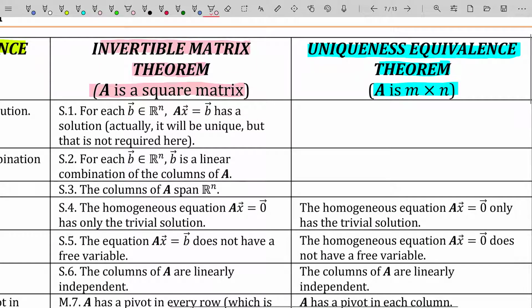I'll highlight as I read: the homogeneous equation Ax equals 0 only has a trivial solution. Well, there it is right there. The equation Ax equals b does not have a free variable. Well, in the uniqueness equivalence theorem, it's stated that the homogeneous equation doesn't have a free variable. But if the homogeneous equation doesn't have a free variable, then nor does the non-homogeneous. The columns of A are linearly independent. Well, guess what? That's born of the uniqueness theorem.